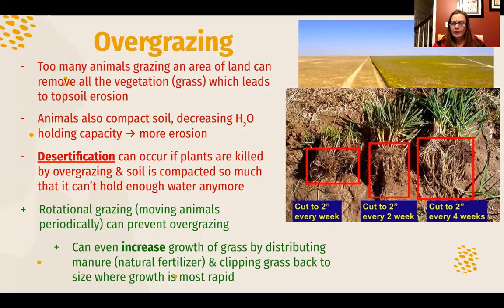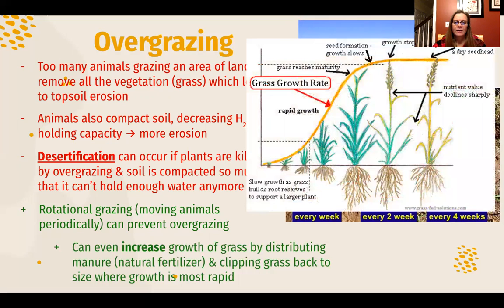So overgrazing problems can be prevented by rotational grazing. It just requires more land, and it requires manpower to move the animals from one location to another. So there's the image again about increasing growth rate by keeping it clipped back below the level where seed pods form.